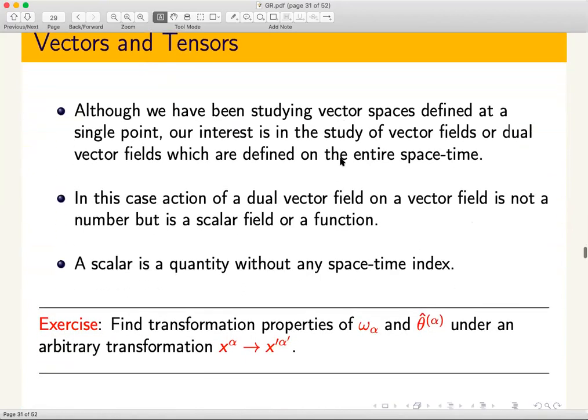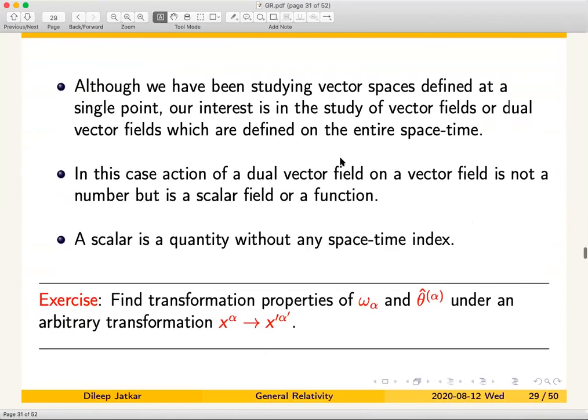So there's a small exercise that you could do at this point, and that is to find the transformation properties of omega alpha and theta alpha under an arbitrary transformation, which is what we call a general coordinate transformation, x alpha to x prime alpha prime, which is an arbitrary function of x alpha. By arbitrary we mean a function which is invertible, so that under the transformation you should be able to go back to the original coordinate system.